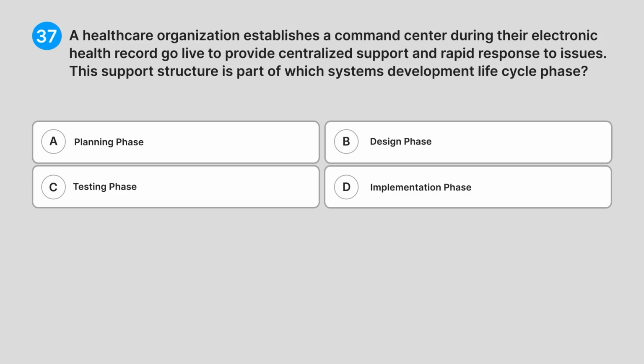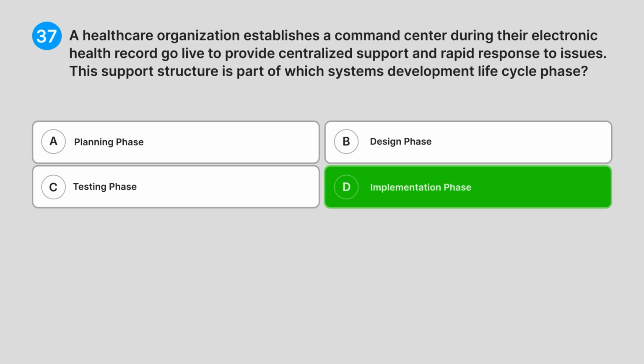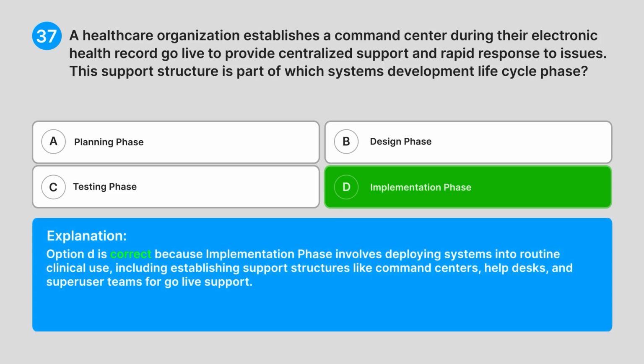Correct answer, D. Implementation phase. Explanation. Option D is correct because implementation phase involves deploying systems into routine clinical use, including establishing support structures like command centers, help desks, and superuser teams for go-live support.